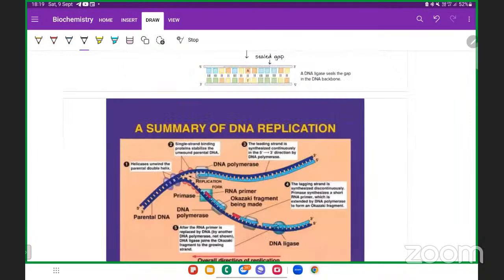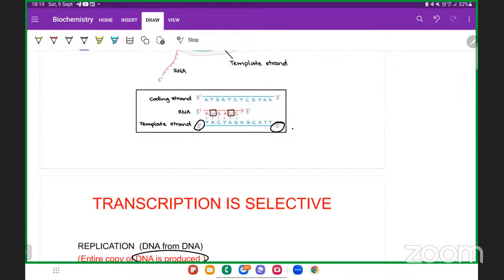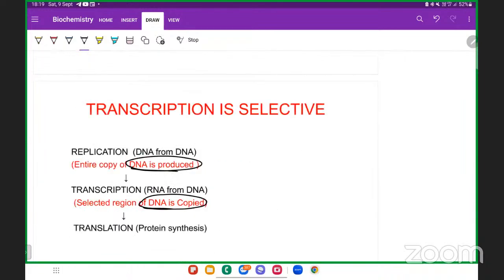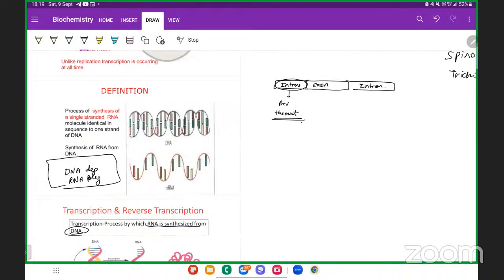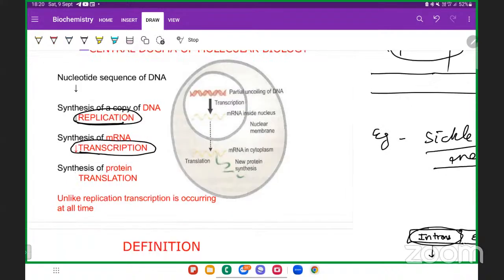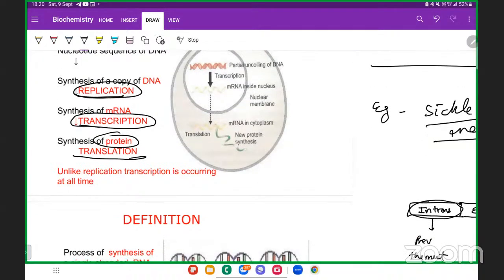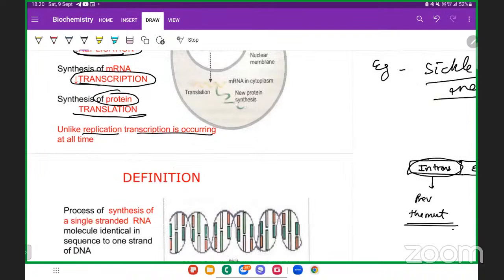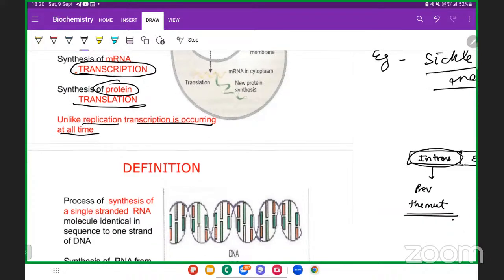So now again tell me, what is transcription basically? So you have the central dogma. Where replication occurs, after replication you want to synthesize an mRNA. For that synthesis of mRNA, you do this transcription. After transcription, you will get an mRNA. And what the mRNA does, synthesizing new protein, is called translation. Remember, unlike your replication, transcription occurs all the time. Even now, our cells inside our body are transcribing. So that is transcription.